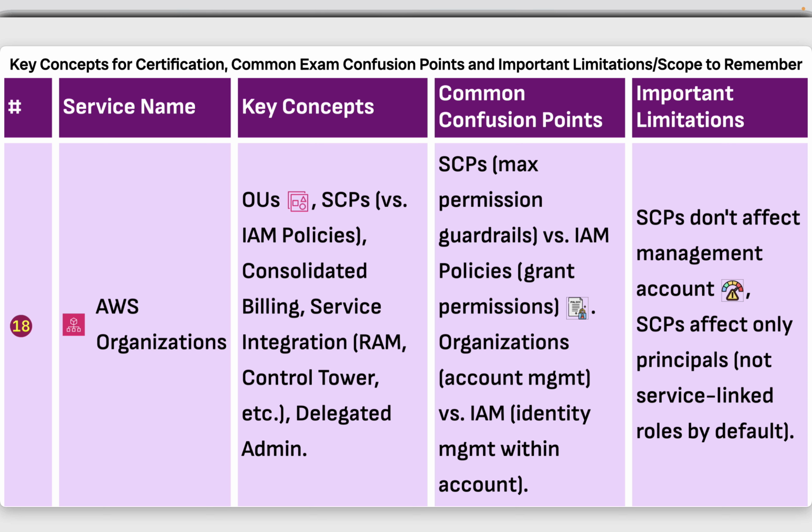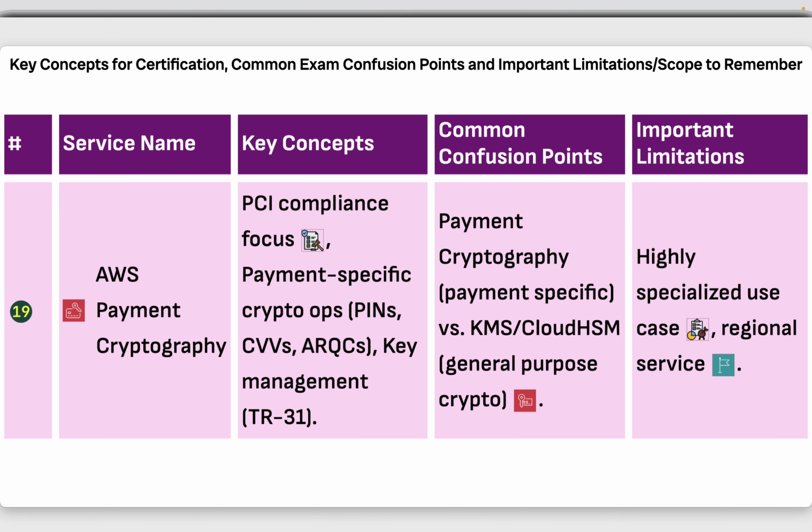So SCP basically is a guardrail, and it defines the maximum allowed, versus IAM policies, which grant permissions. And in Organizations, we have account management versus IAM, which is identity management within a single account. Limitations: SCPs do not affect the management account. The management account is basically the root account, and SCPs affect only principals, not service-linked roles by default.